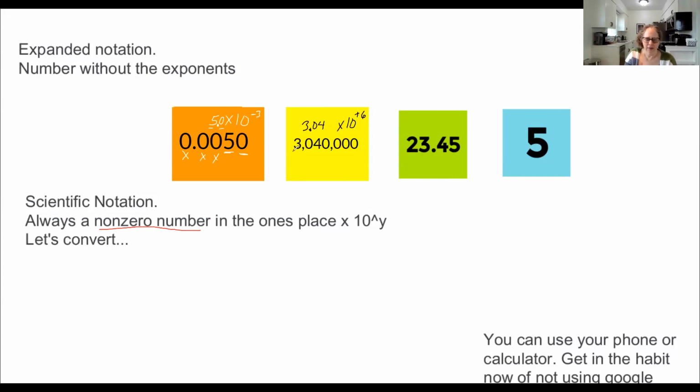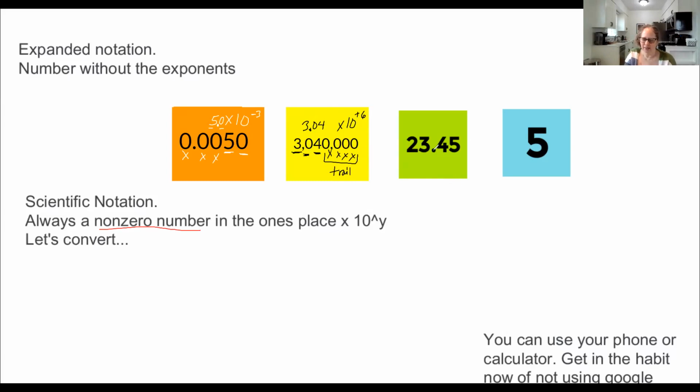Non-zero significant numbers that are trapped. All of these guys, doesn't matter if there's a comma or not, all these guys are trailing zeros, and I don't see a decimal, so he is not significant. So my answer can only have 3 sig figs, 3.04 times 10 to the 6.